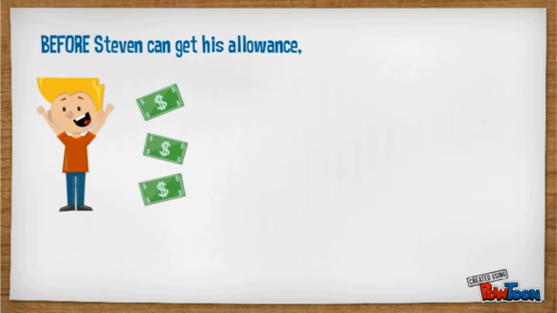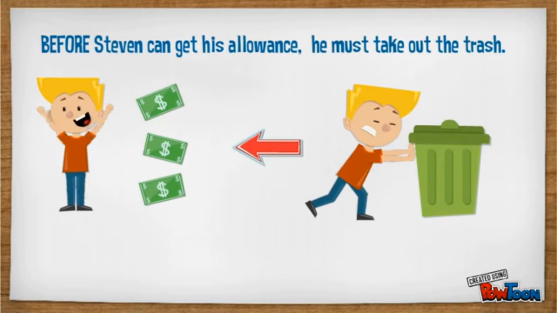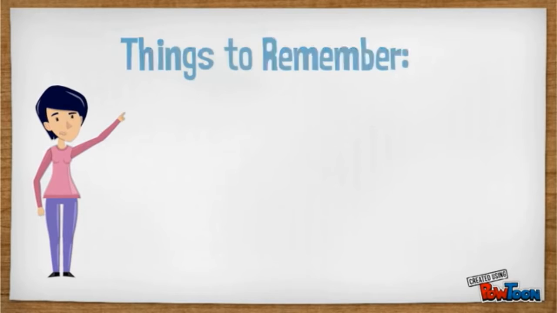Before Stephen can get his allowance, he must take out the trash. Again, the order is different, but you still have the same result. By taking out the trash, he gets his allowance.